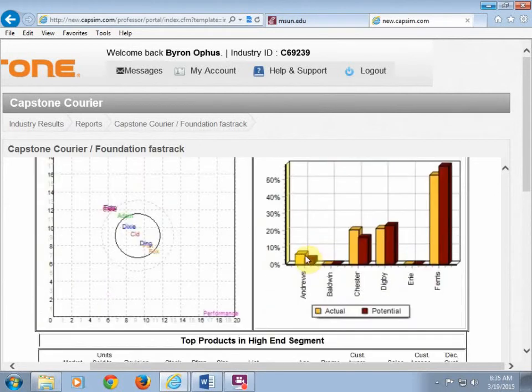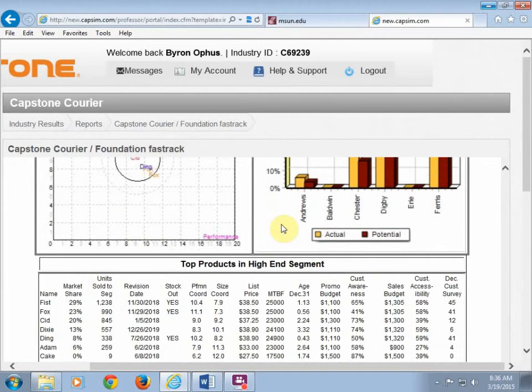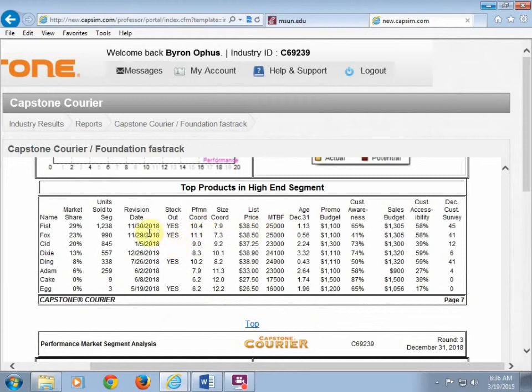High end, ooh, look at Ferris dominate there. Wowzer. Chester took advantage a little bit. They benefited because Ferris left a little bit on the table. I know Chester had a little problem. If we look at this, look at the revision dates. Okay, so they had a little bit of a problem.